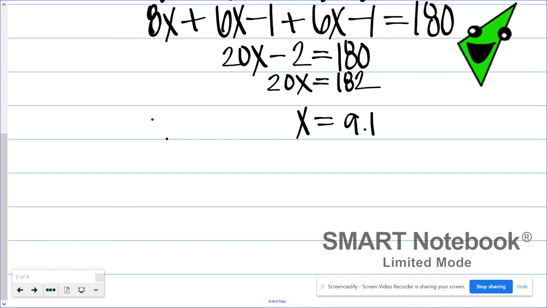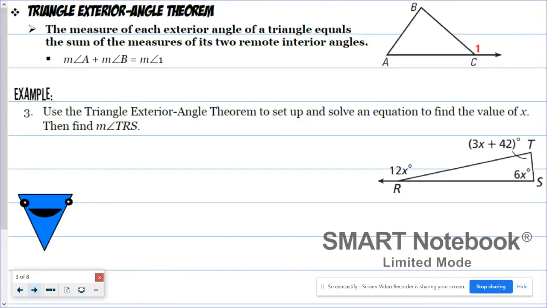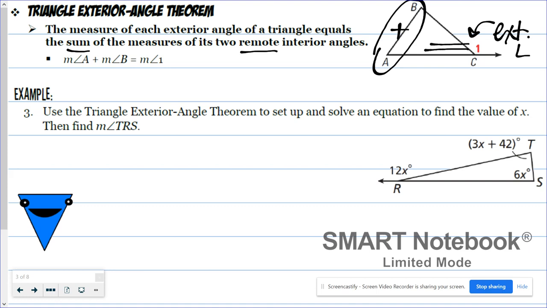So there's another theorem associated with the angles of a triangle, and it's the triangle exterior angle theorem. It says the measure of each exterior angle of a triangle, so that would be like angle 1 here, is equal to the sum of the measures of its two remote interior angles. When they say remote, we're talking about the two angles that are furthest away from our exterior angle. So if I take the measure of angle A plus the measure of angle B, I'll get the measure of my exterior angle.